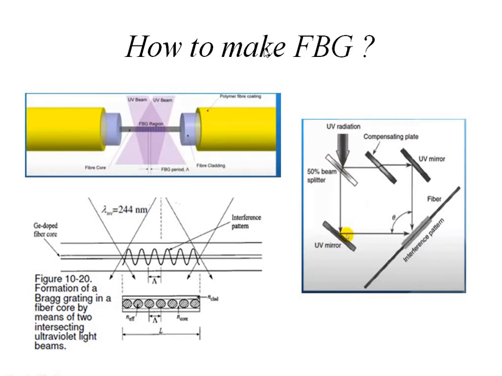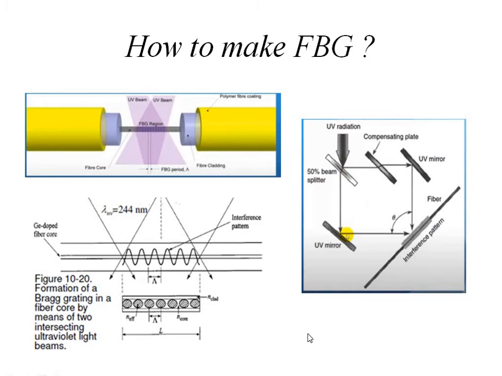Now, speaking about how to make an FBG. As I told you, a fiber Bragg grating is a narrowband reflection filter. It is a narrowband reflection filter, so that is fabricated through a photo imprinting process.